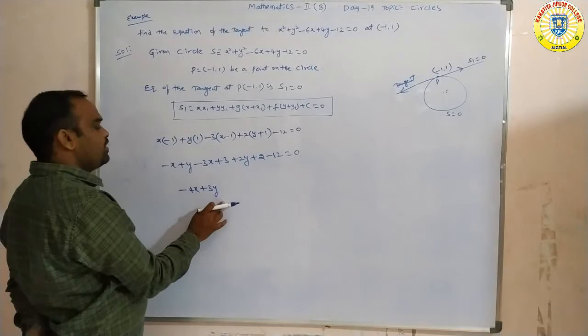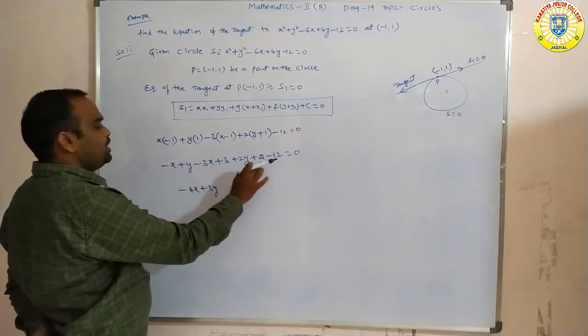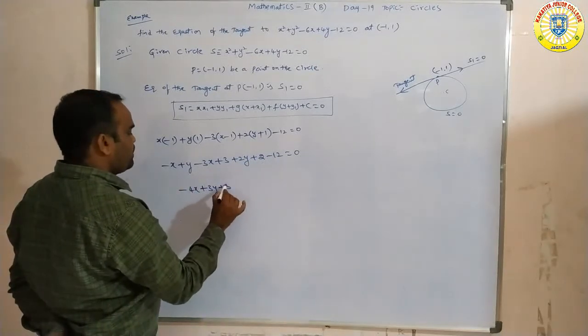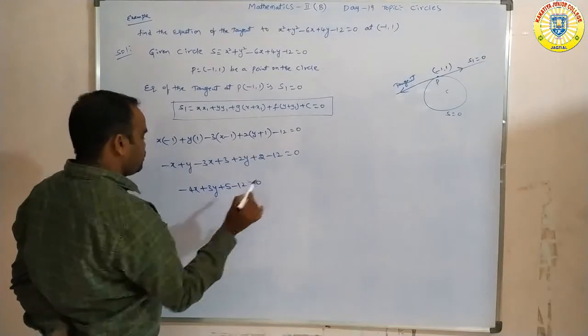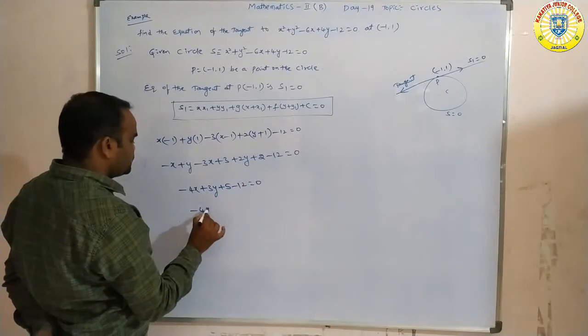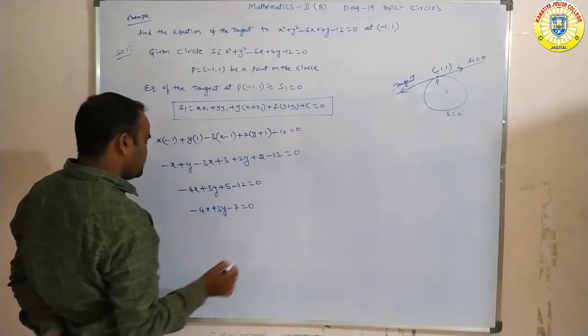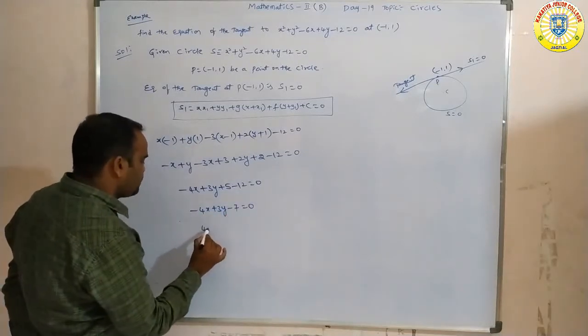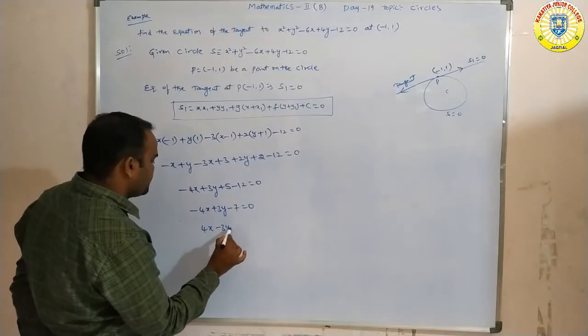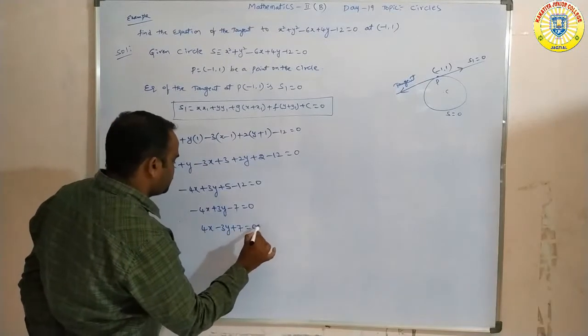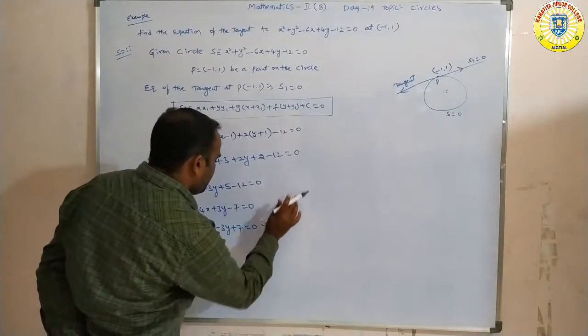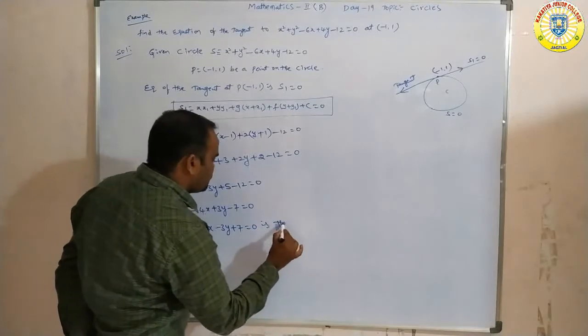What is the value? 3y. Here next, what is the 3? 3 plus 2, what is the value? 5. 5 minus 12 is equal to 0. Here minus 4x plus 3y minus 7 is equal to 0. This is nothing but 4x minus 3y plus 7 is equal to 0, is the equation of the tangent.